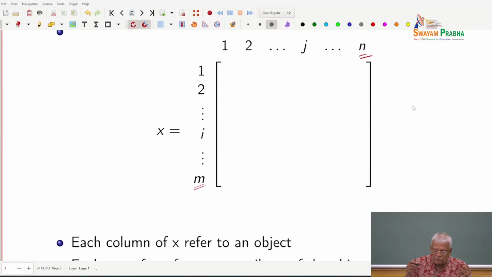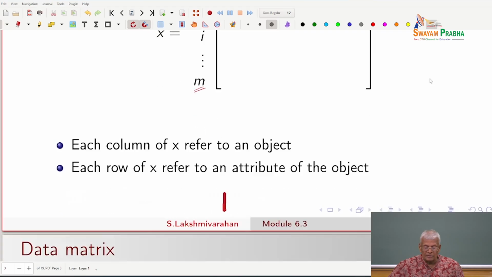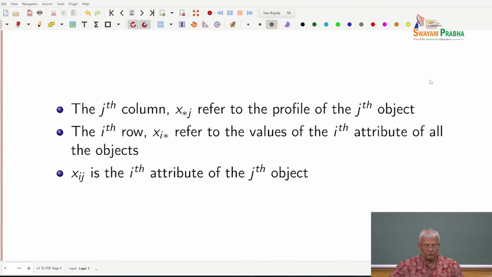So objects versus features. An object is represented by a column. Features are going to be elements of that column. So every object is measured against the same set of features. The number of features is m, the number of objects is n. This is what we are going to be given.